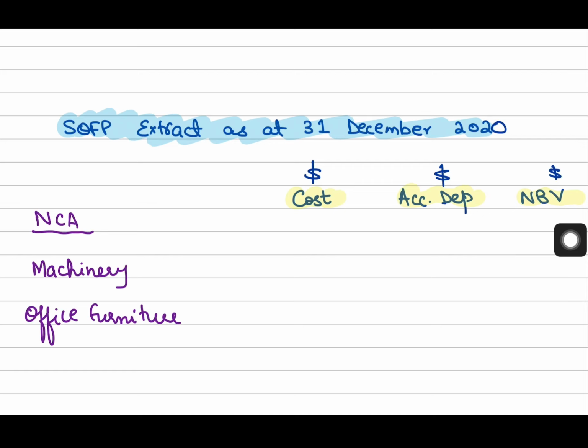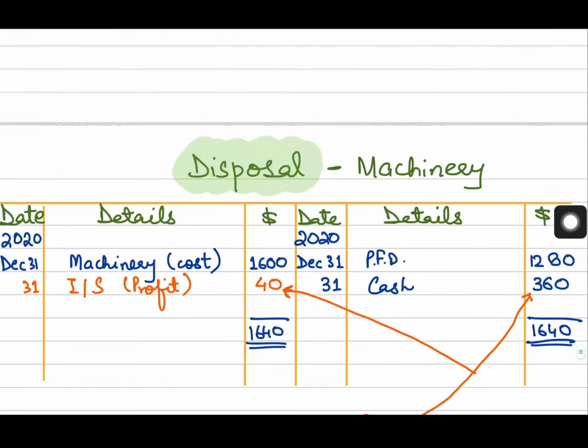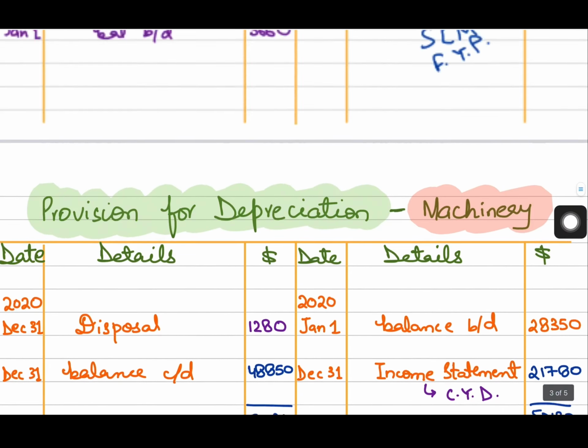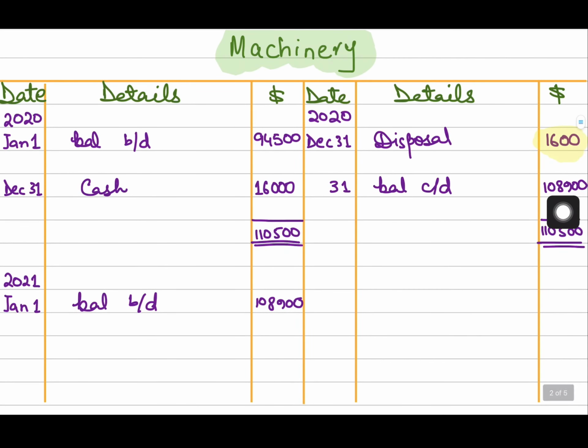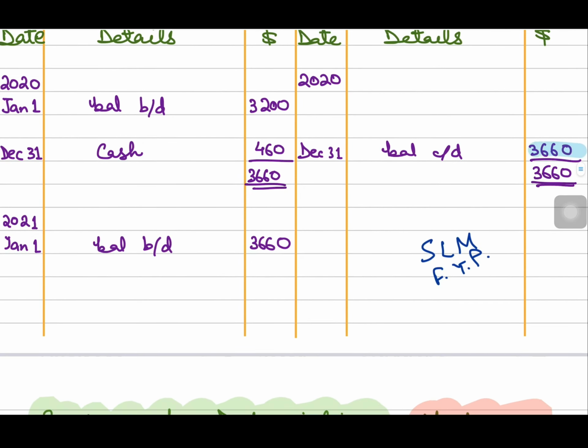Okay, so what figures do we take in the SOFP extracts? The balances carried down figures, because the statement of financial position is prepared at a particular date, right? So for machinery, in which account will I go? I will go in my cost account, and the same for office furniture as well. Then I'll go in the provision for depreciation account, so that I have my net book values, right? So for machinery, the balance carried down was how much? It was 108,900 for machinery, and for office furniture it is 3660.